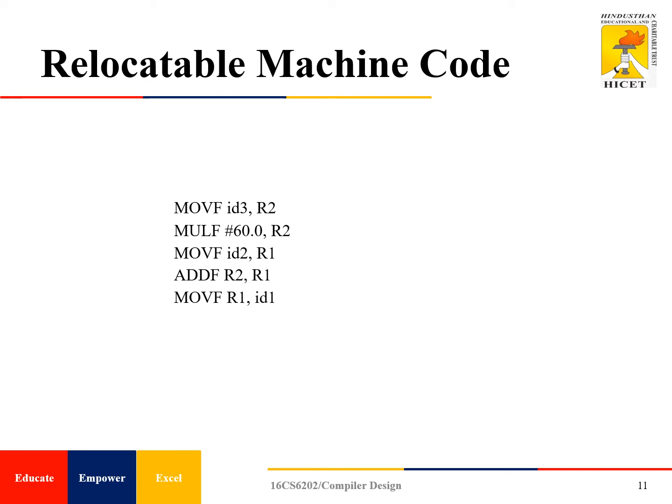Second line, MULF #60.0. That #60 indicates we are directly going to multiply 60 with the value that is present in R2. The next one is MOVF id2, R1. The value present in id2 will be stored in R1. ADDF R2, R1. Now we are going to add the registers R1 and R2. MOVF R1, id1. Final answer will be stored in id1. What is the operation we are performing here? We are going to move the values from one register to another. That is why it is named relocatable machine code.